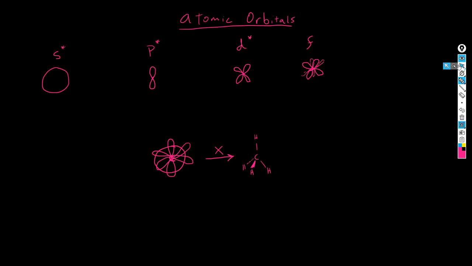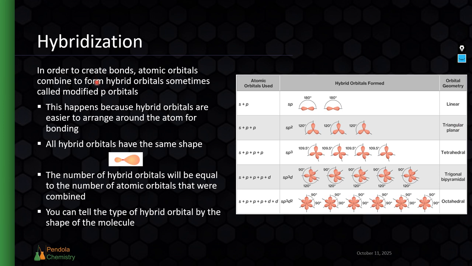So what happens during bonding is that those atomic orbitals actually don't directly participate in bonding. They combine to form what we call hybrid orbitals. Hybrid orbitals are easier to arrange around the atom, and they all look the same. They all look like a p orbital with a very small side on one side and a very large lobe on the other. The number of hybrid orbitals that we're going to form is going to be equivalent to the number of atomic orbitals that combine to form them.